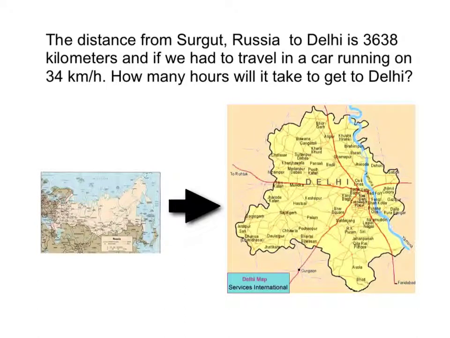The distance from Circuit Russia to Delhi is 3,638 kilometers. And if we had to travel in a car running on 34 kilometers per hour, how many hours will it take to get to Delhi?